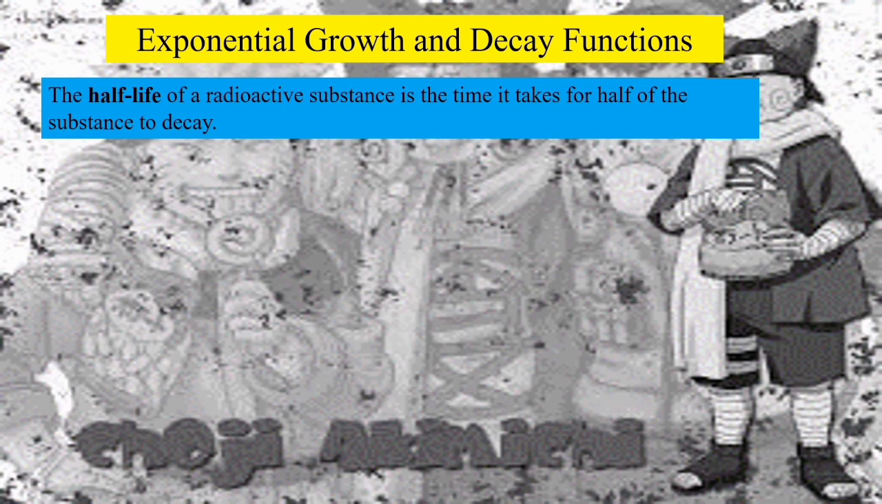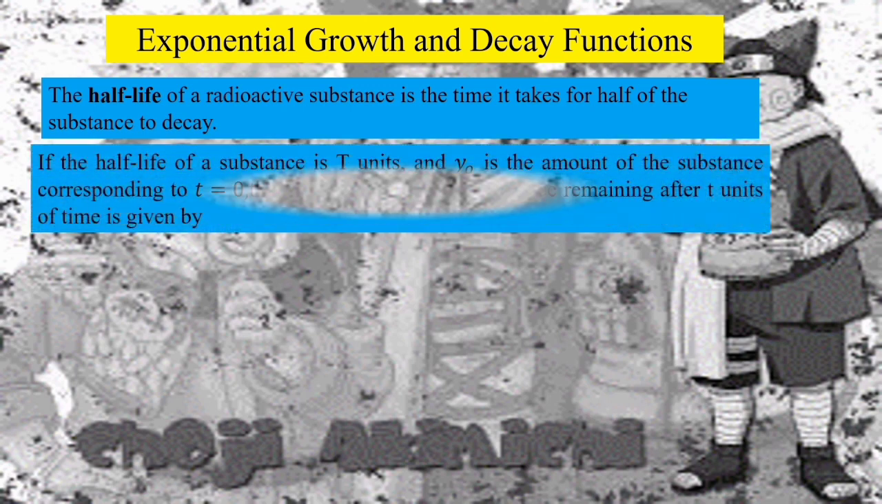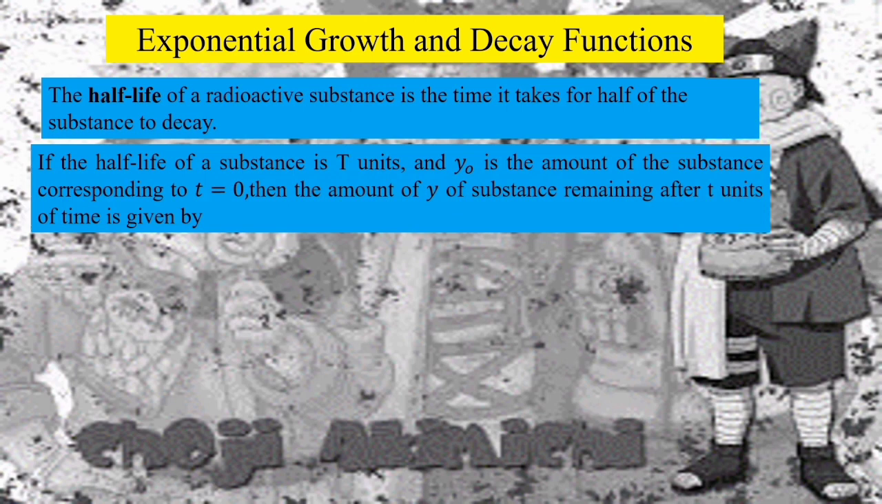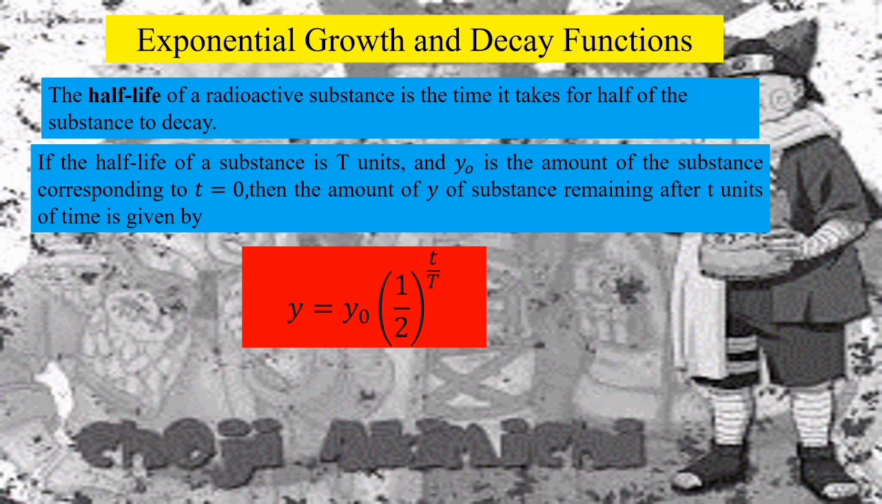Of a radioactive substance. If the half-life of a substance is T units, and y sub 0 is the amount of the substance corresponding to t is equal to 0, then the amount y of substance remaining after t units of time is given by, so ito na, y is equal to y sub 0 times 1/2 raised to the power of t over big T. So, ito po yon. So, sana nakuha nyo.